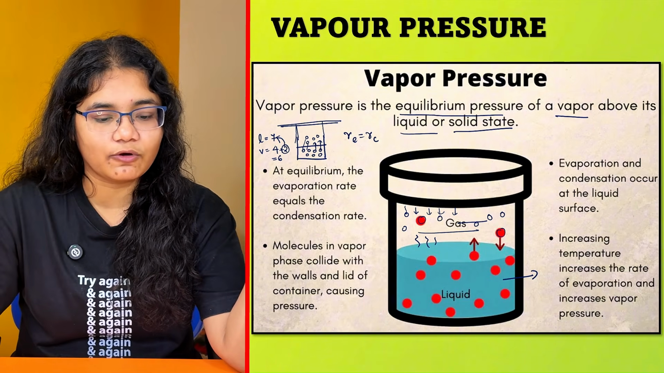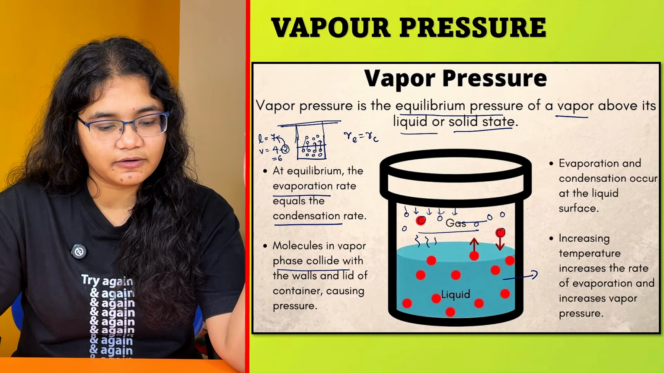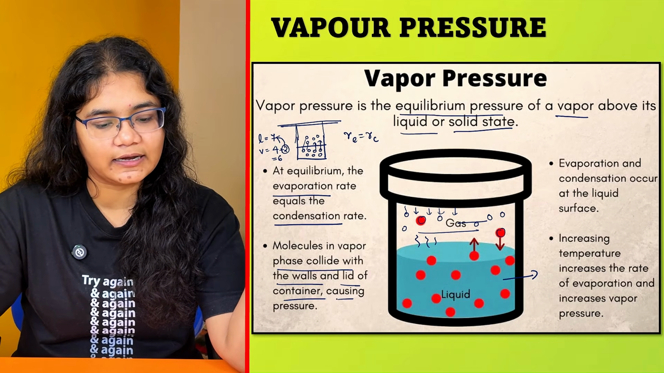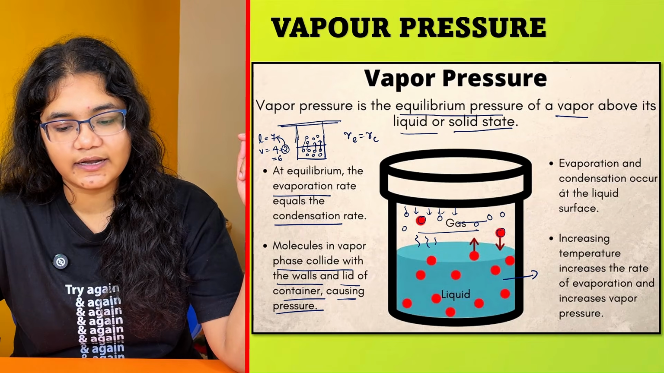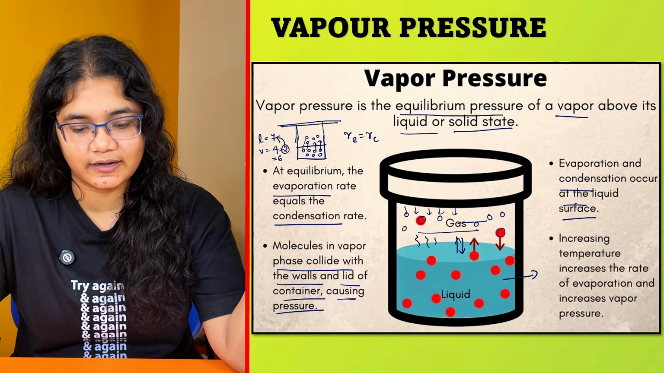Now at equilibrium, what should be happening? The rate of evaporation equals the rate of condensation. Molecules in the vapor phase collide with the walls of the container, causing pressure. Evaporation and condensation occur at the liquid surface. So here you can see at the surface there is evaporation and condensation.